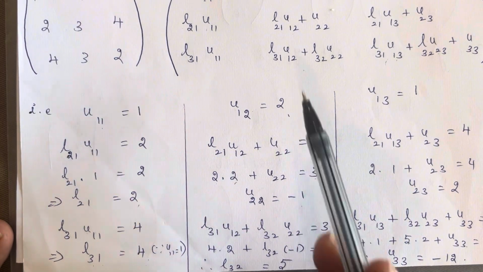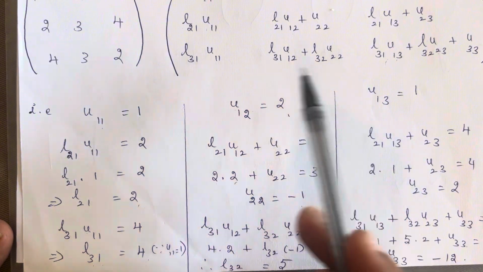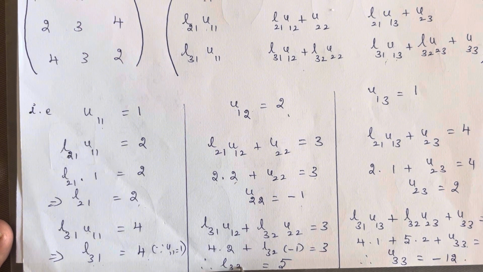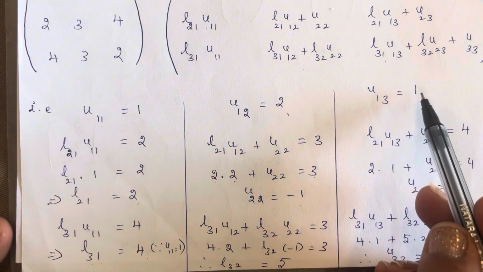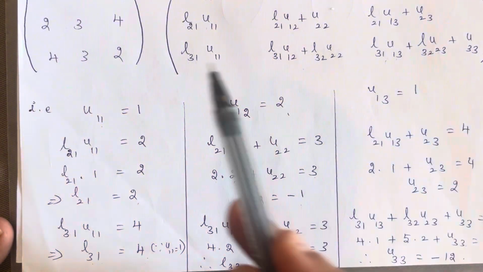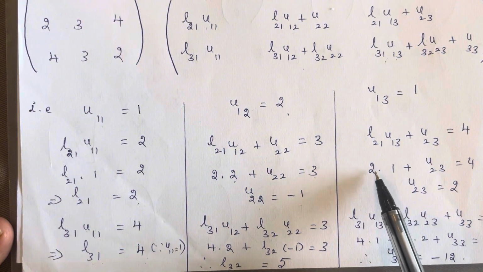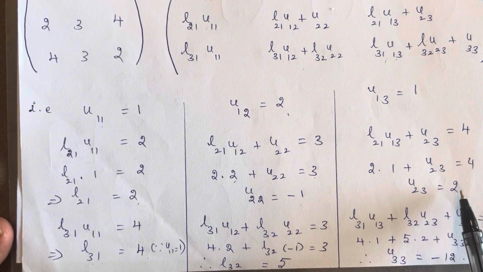Similarly, from the third row, L31 U12 plus L32 U22 is equal to 3. Substituting the rest of the values which we already found, we get L32 is equal to 5. Then U13 is equal to 1, and L21 U13 plus U23 is equal to 4. Substituting L21 as 2 and U13 as 1, I can find U23, which is going to be 2.